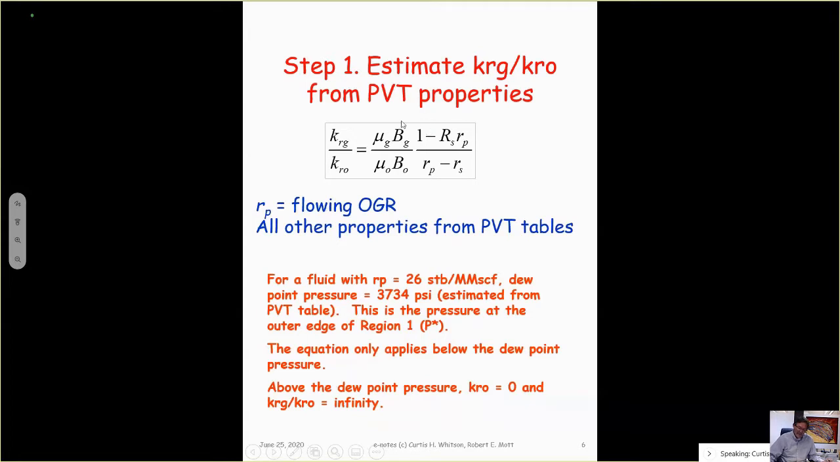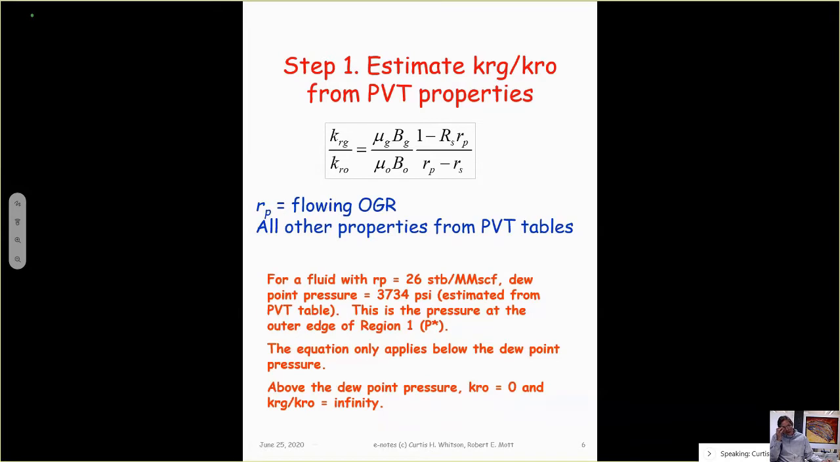So step 1, estimate, as we did yesterday, the KG/KO ratio, flowing OGR, and all other PVT properties. This is exactly what we did yesterday. How did you get that RP? It's taken from the model at 3 years. Oh, okay, that makes sense. Yeah, this is all perfect data.